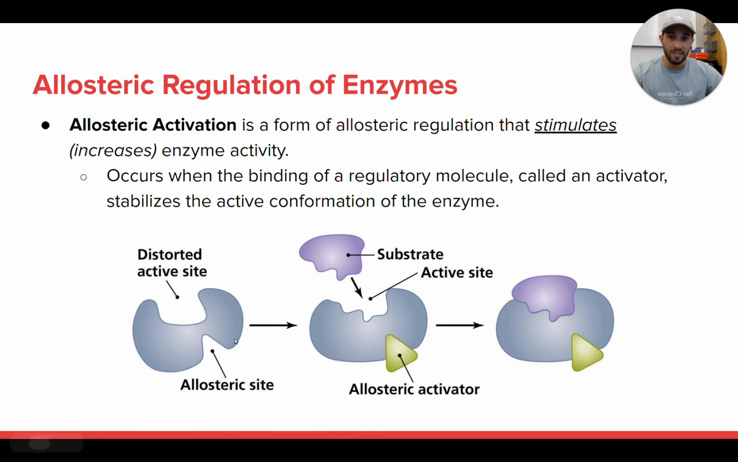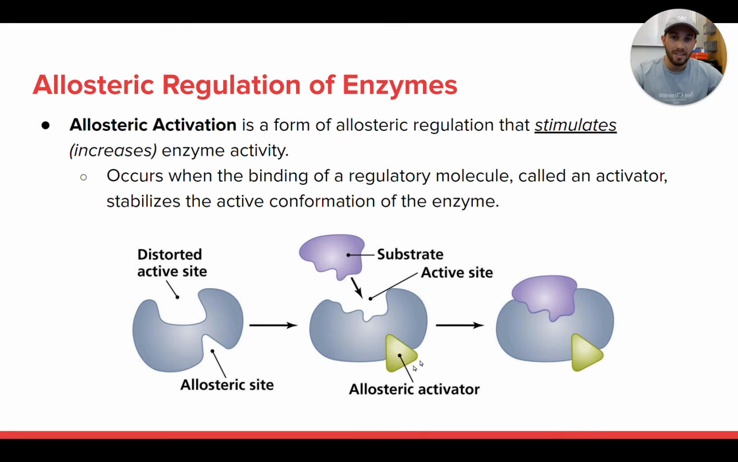So it's binding in this picture here, this green triangle, this molecule is binding right here on the enzyme. And by binding to that spot, look what happens to the active site. The shape of this area, the active site, is going to change because this molecule bound to it. And it's changing in a way that's going to now make it compatible with binding to the substrate. When that happens, we would call this an activator.